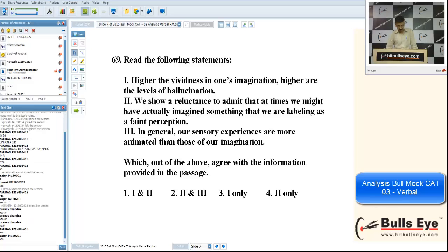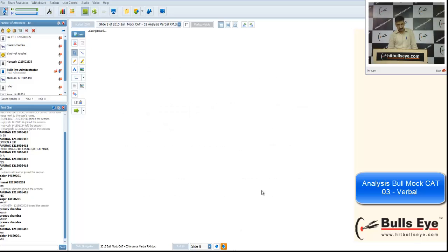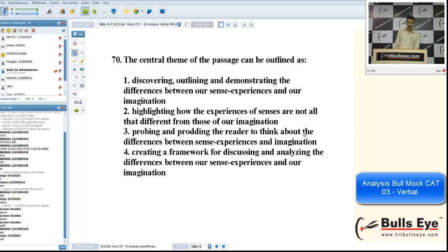Okay, so let's move on to one more question I picked up on the basis of this paragraph, question number 70, central theme. We have been asked the central idea of this passage, main idea, central idea. The question can be asked in so many ways: central theme, primary theme, major theme, main idea, central idea, etc. So what was your choice if you got this question wrong? Which choice did you pick initially?